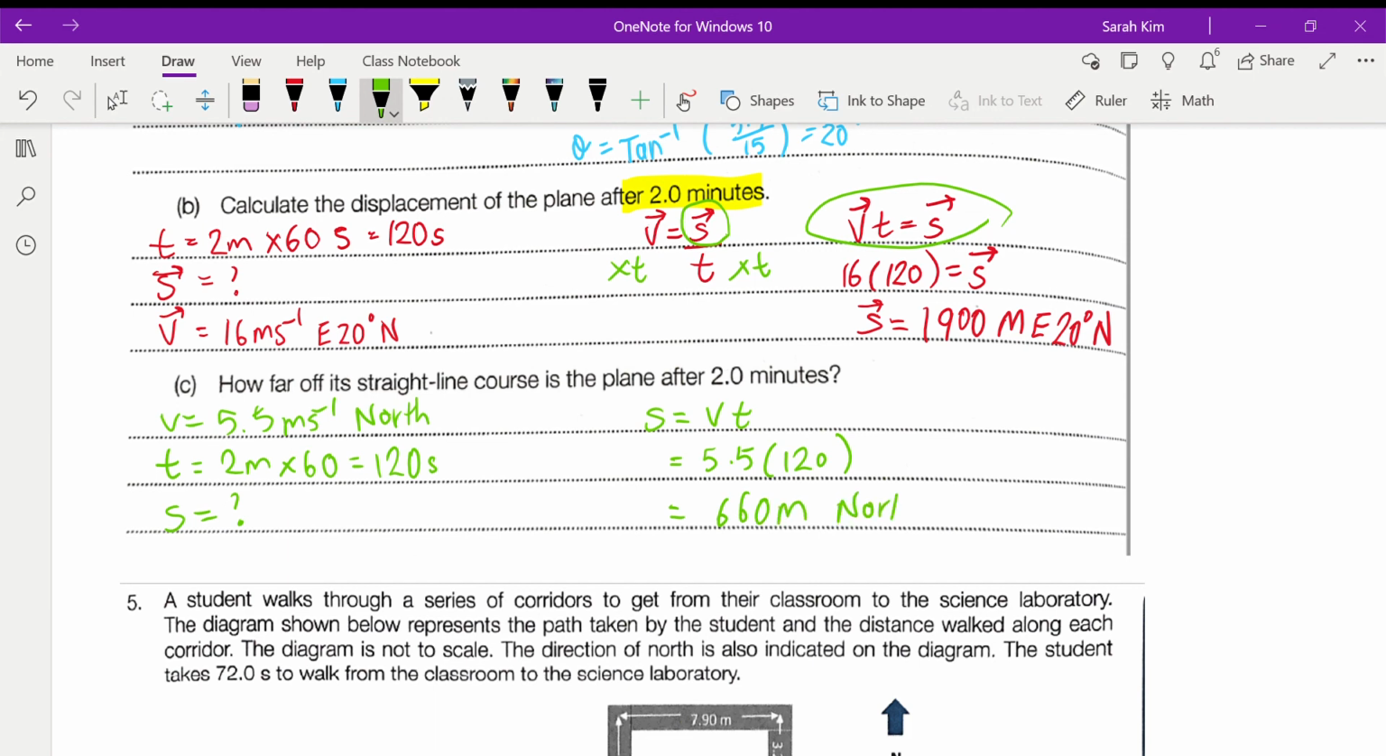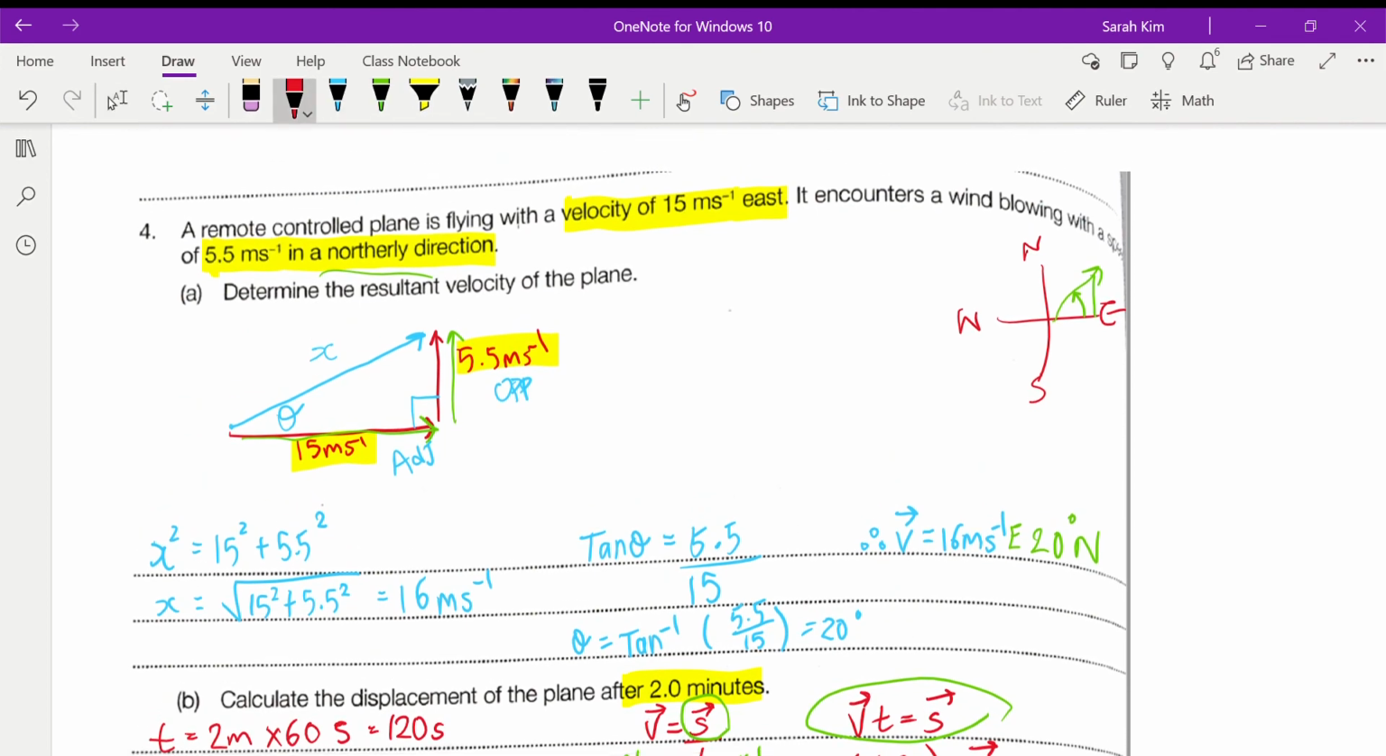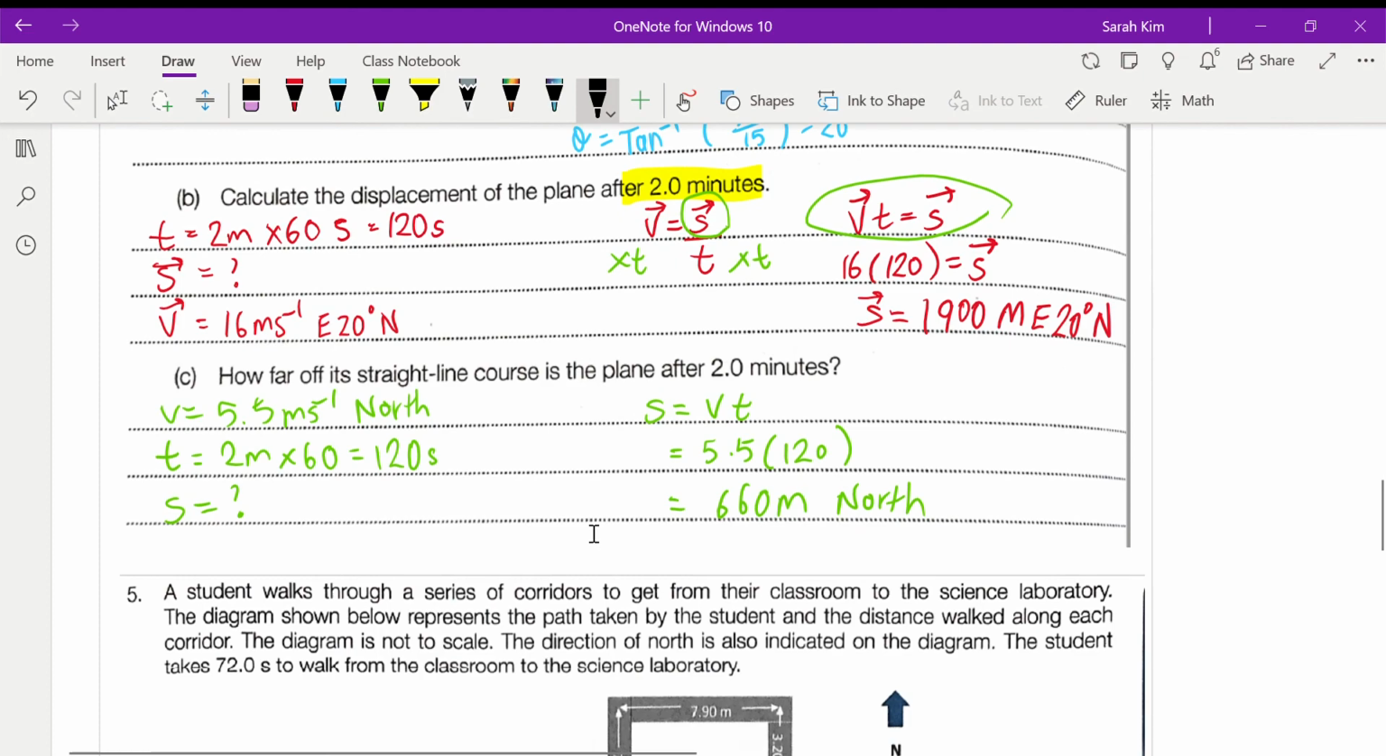So this is how much it's off of the course, because you know it wanted to go that way, but because of the wind blowing, it ended up moving off course that much for 2 minutes. So you just times those two values together.